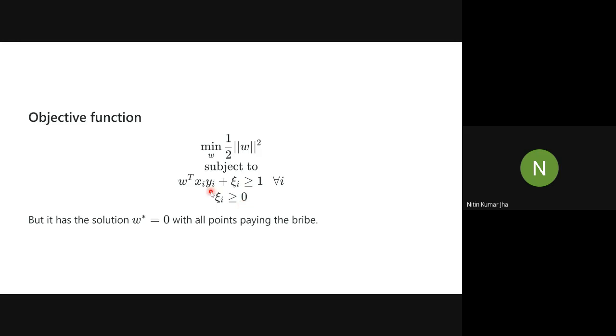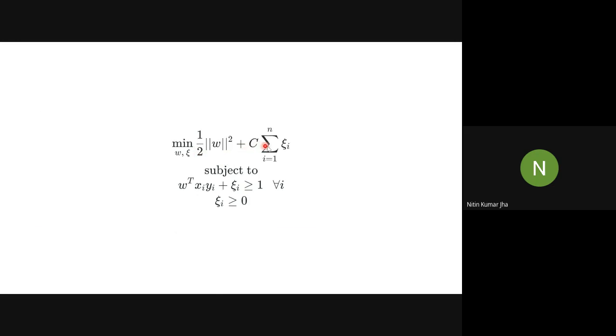To tackle this issue, rather than minimizing only norm of W square, we also minimize the sum of bribes, right? It makes sure that not all points need to pay bribes. And here C is a hyperparameter which depends upon the distribution of the data set, and its value is calculated using cross validation techniques. Okay, so this becomes our soft margin formulation. Any doubts till this point?